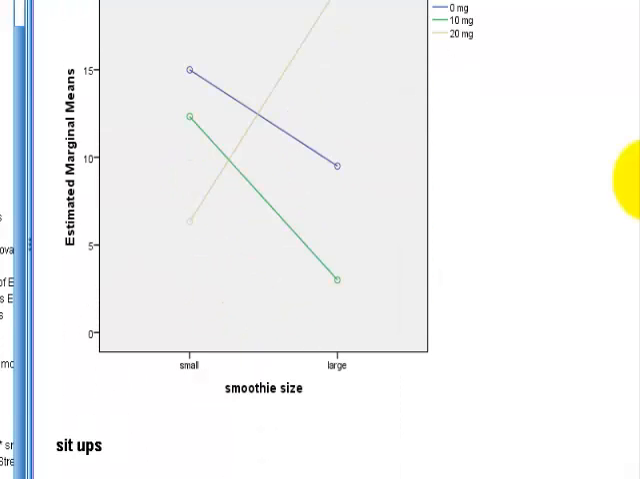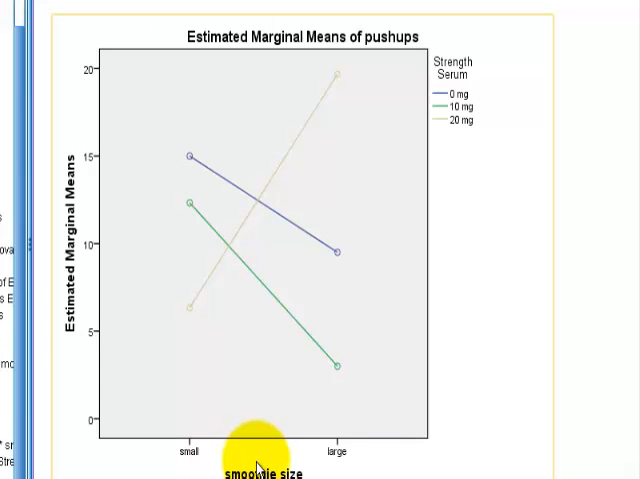Now let's look at the interaction with the smoothie size. See that? That's your x-axis, and the different lines are your different strength drug doses. The blue one is 0 milligrams. At that dose, the smoothie size actually had a negative effect. At the 10 milligram dose, that's the green one, same thing: the smoothie size again made these guys do fewer push-ups and sit-ups. And finally, the last one is the 20 milligrams. That one, combined with the large smoothie size, made these guys into super rats. So that's for push-ups.